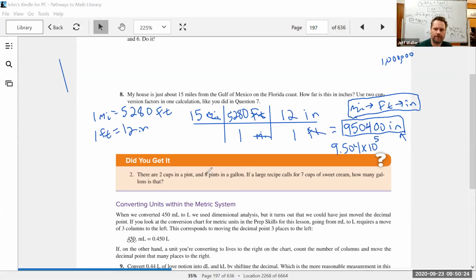In fact, let me look up the conversion. So I'm going to look up the conversion between euros and dollars. So right now, 1 euro equals $1.17, right?